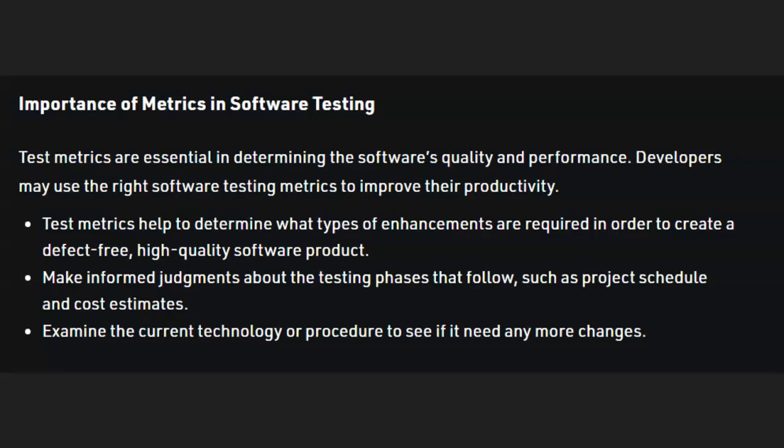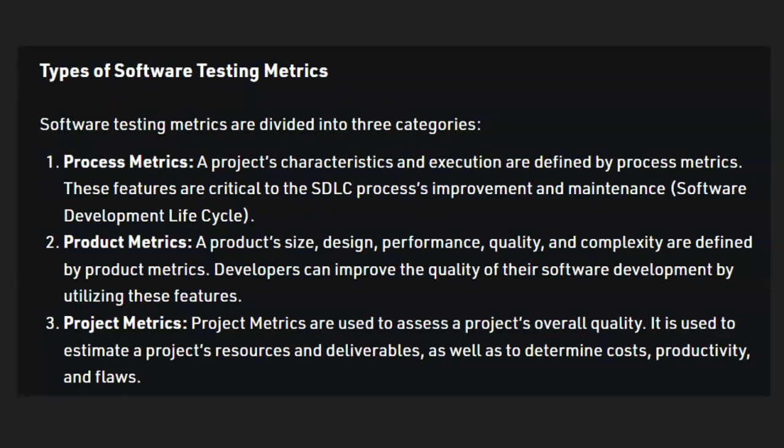Make informed judgments about the testing phases that follow, such as project schedule and cost estimation. With the help of matrices in software testing, we can examine the current technologies or procedures to see if any more changes are needed. There are three types of software testing matrices. They are process matrices, product matrices, and project matrices.